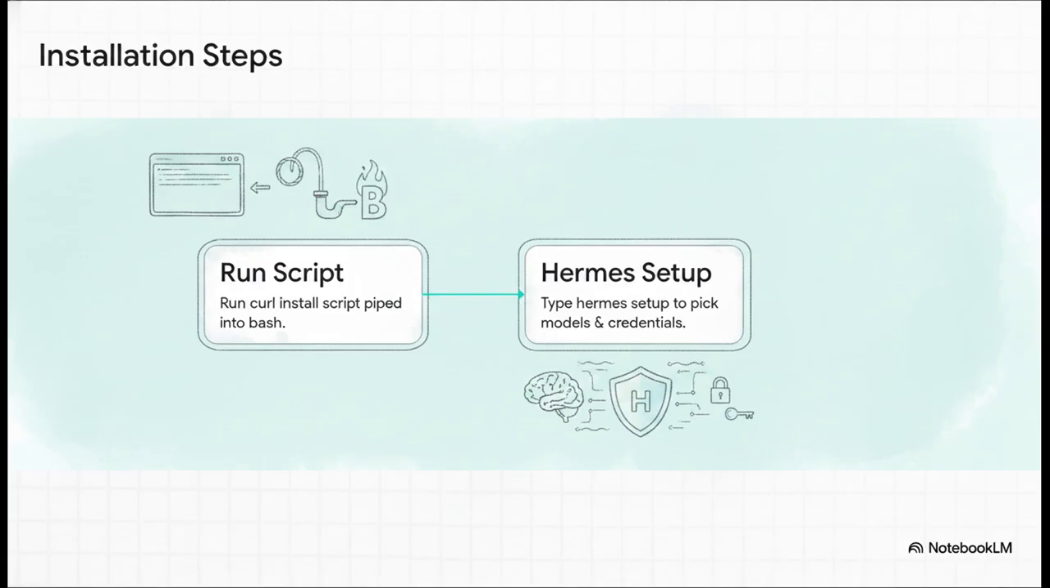That script is going to do all the heavy lifting for you. Step 2, once that finishes, you just type Hermes setup. It's going to launch this super intuitive prompt where you just pick which AI models you want, decide on messaging gateways, and punch in your basic credentials. Just like that, the core engine is alive and kicking.